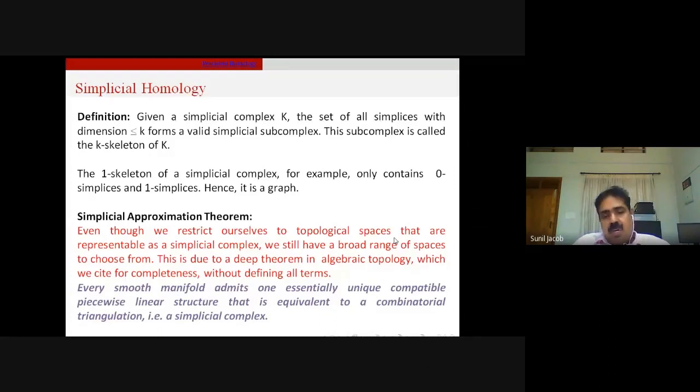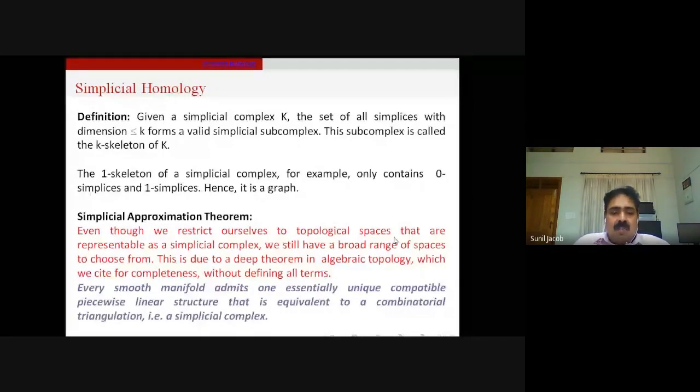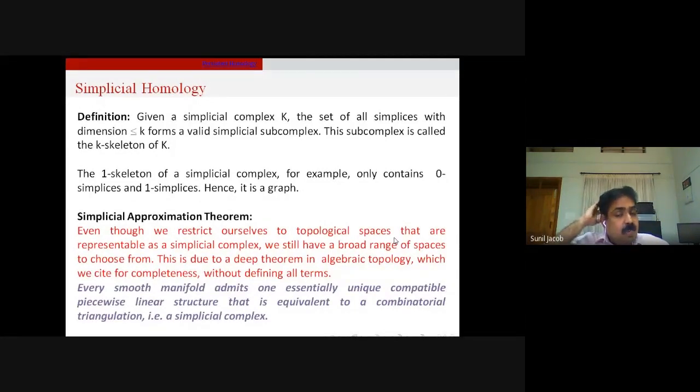And how these things work is guaranteed by a major theorem in algebraic topology called the simplicial approximation theorem. In fact, this is not only valid for complexes, it is valid for any combinatorial triangulation, in the sense of a smooth manifold. Therefore, such approximations of a space by a simplicial complex are guaranteed by the theorem stated here. Without giving definitions of all the terms, I'll just state that every smooth manifold admits one essentially unique compatible piecewise linear structure that is equivalent to a combinatorial triangulation. That is what is called a simplicial complex. Therefore, this theorem guarantees that such an approximation is valid, and all the constructions we are going to see are based on this major theorem in algebraic topology.